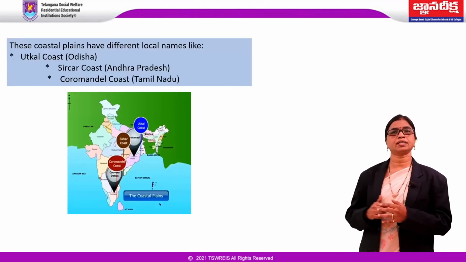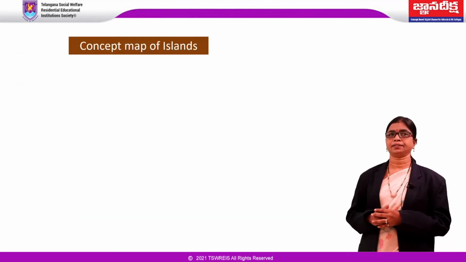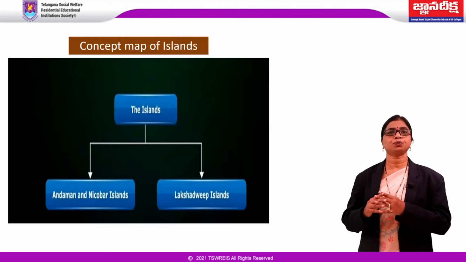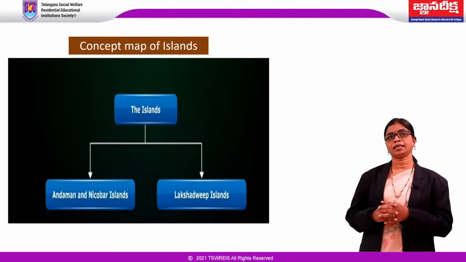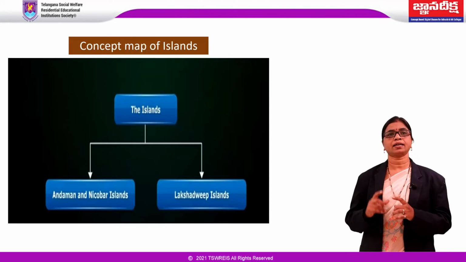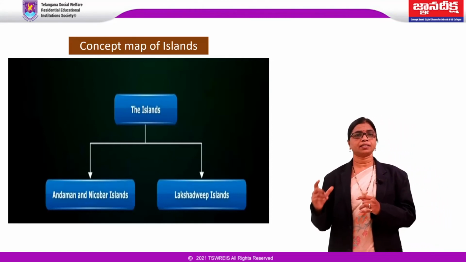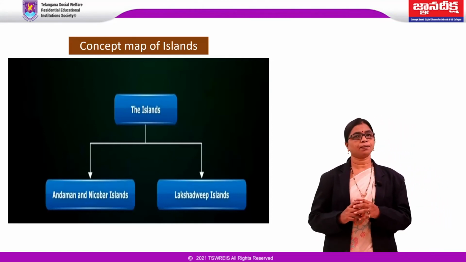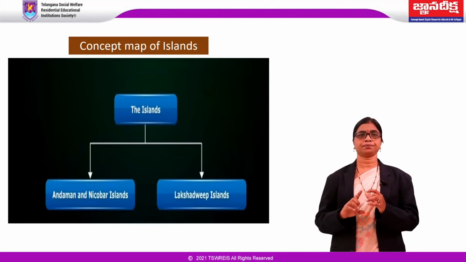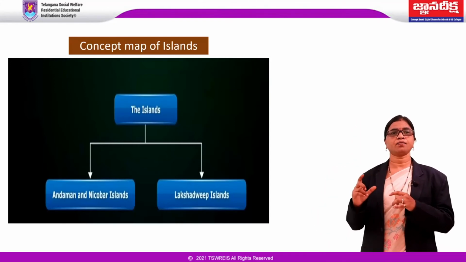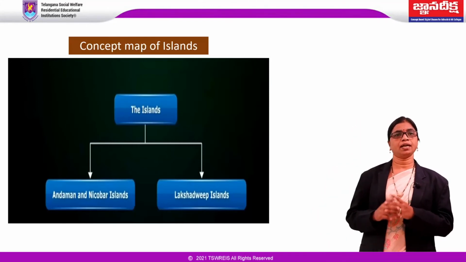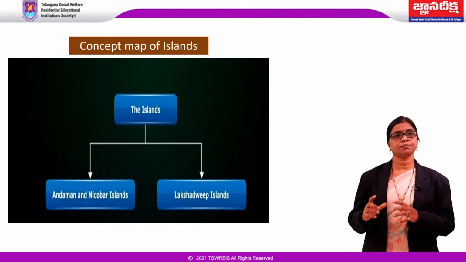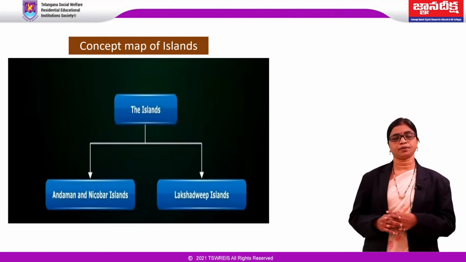Let us now look at the concept map of island. Now it's time to know another relief feature, the islands. Generally, an island is defined as a piece of land which is completely surrounded by water. The word island came from the Middle English word igland, which in turn came from the Old English word.